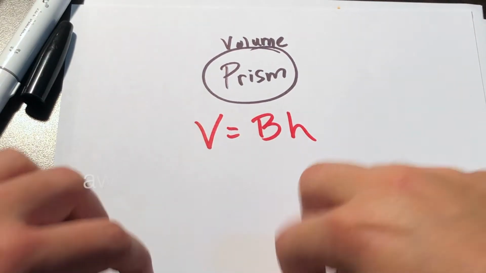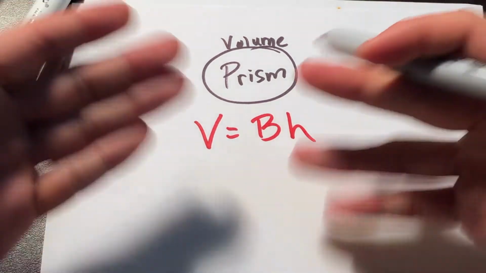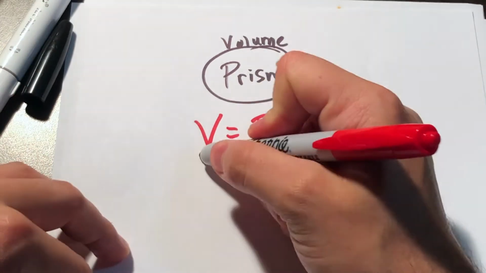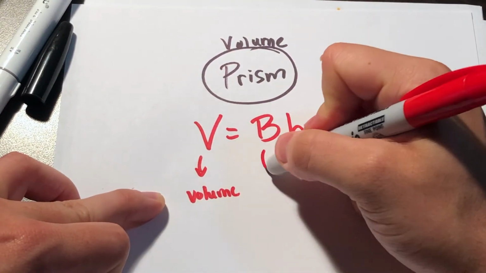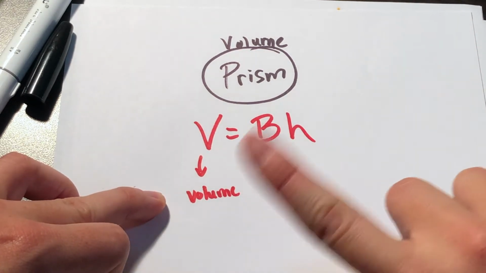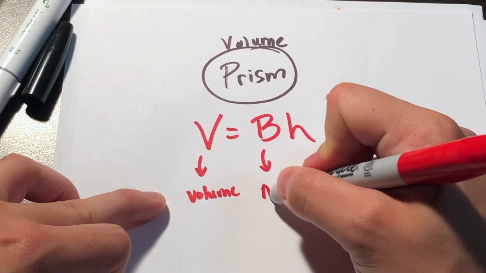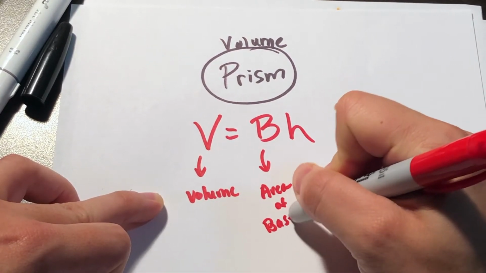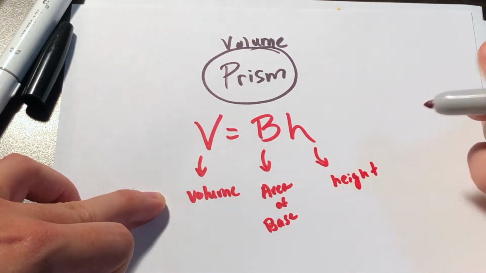Just kidding. All right, so there's more to it, guys. Now, what does this even mean? Mr. Dillon, how are you gonna leave us hanging like this? We don't even know what these letters stand for. All right, V stands for volume. B stands for not what you're thinking, not the base. B stands for area of the base. It's very important. And H stands for height. You probably already knew that one.